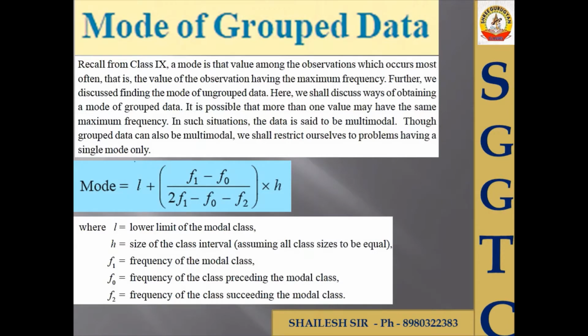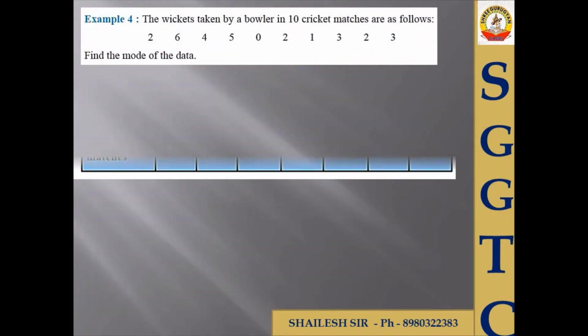H indicates the size of the class interval. F1 is the frequency of the modal class. F0 is the preceding modal class frequency and F2 is the succeeding modal class frequency. So now students, I am going to do numericals related to the mode of grouped data.